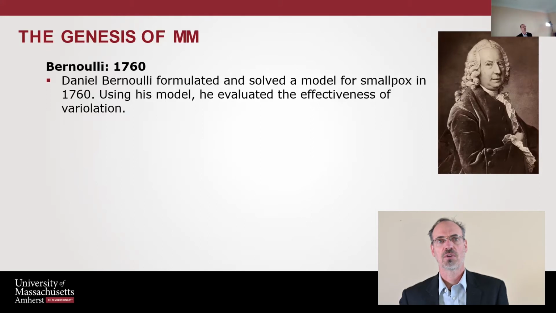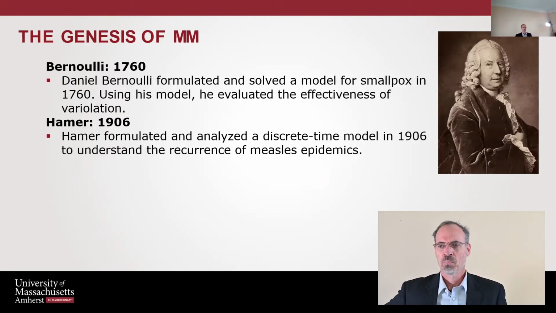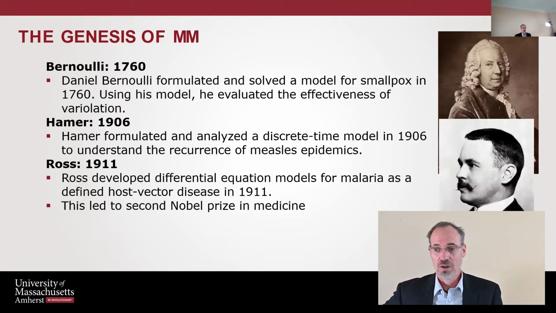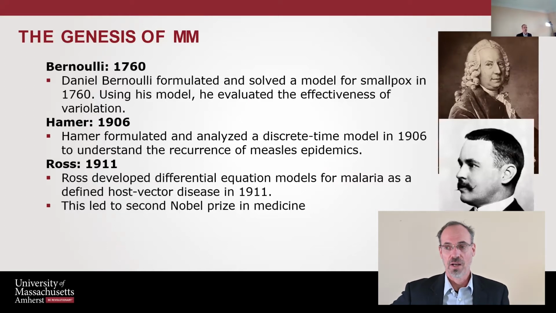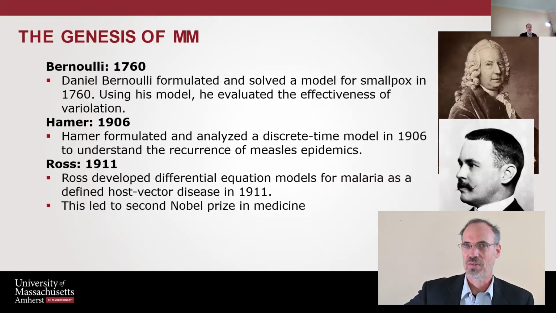Bernoulli was also famous for developing various probability exercises because he was a gambling man and wanted to estimate what his chances were of winning particular games of chance. Hamer in 1906 formulated and analyzed a discrete time model to understand the recurrence of measles epidemics. Ross developed differential equation models for malaria as a defined host vector disease in 1911, and this led to the second Nobel Prize in medicine.